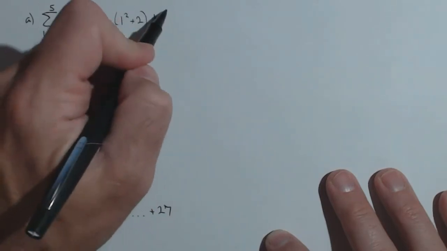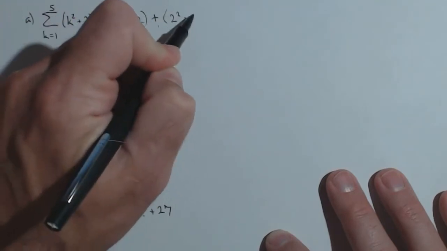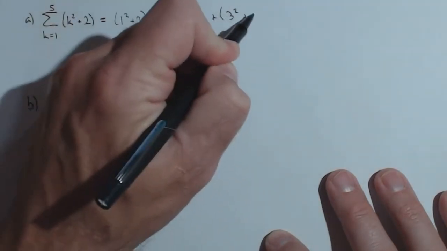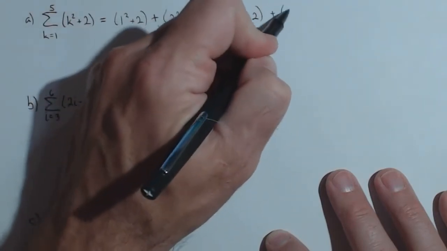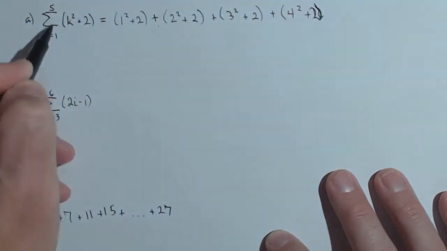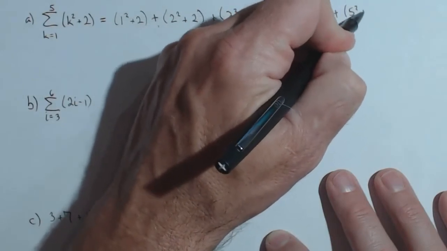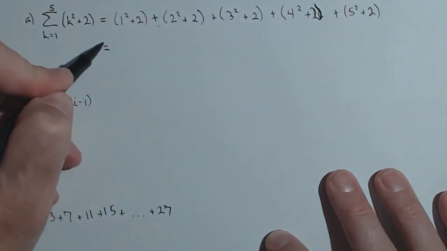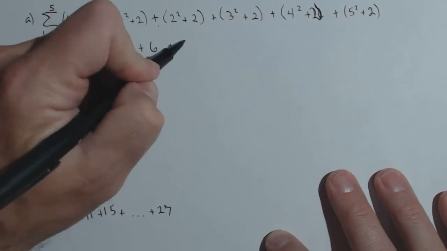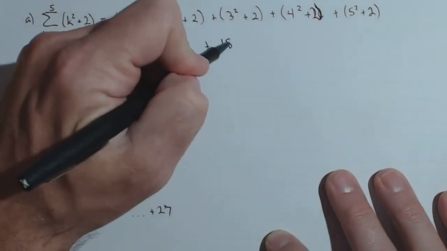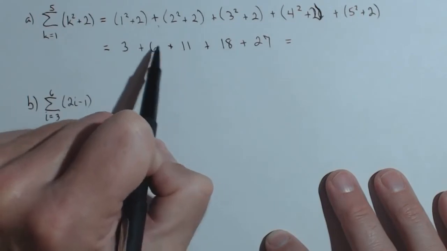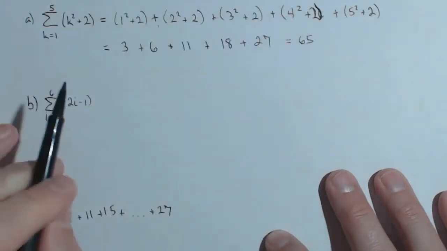Now the counter goes up to 2, and we get 2 squared plus 2. Now the counter goes up another one. It goes up to 3. So our k value just keeps going up 1 each time. And the top is going to tell us where to stop. The top stops at 5, so this is going to be our last term. So now we can sum these up. We have 3 plus 6 plus 11 plus 18 plus 27, and so our sum is going to be 65. So that's writing it in expanded form.